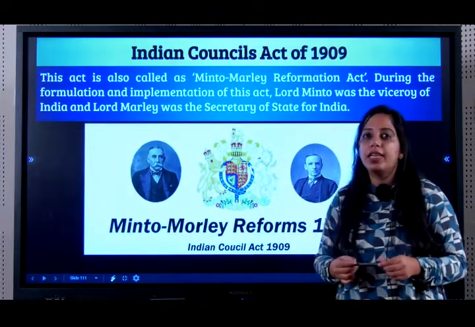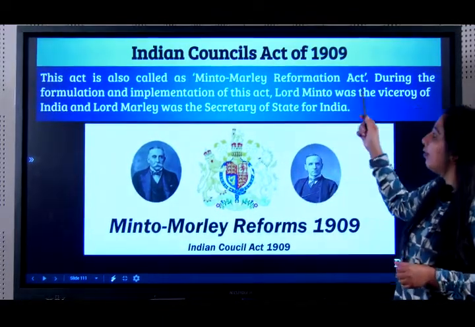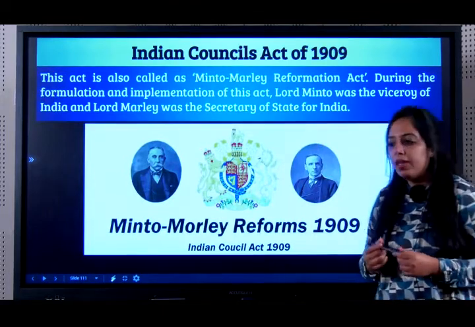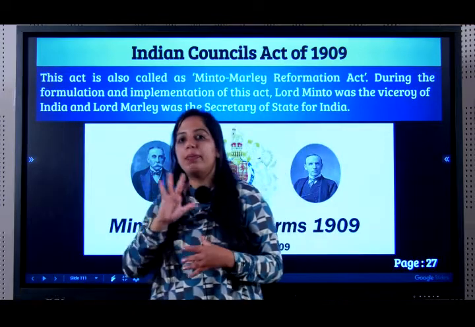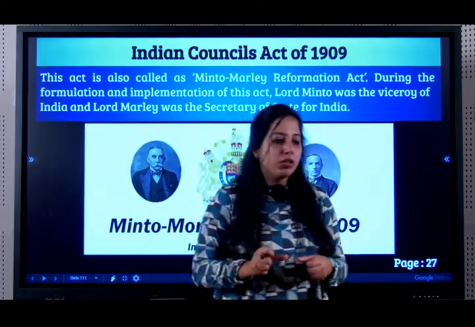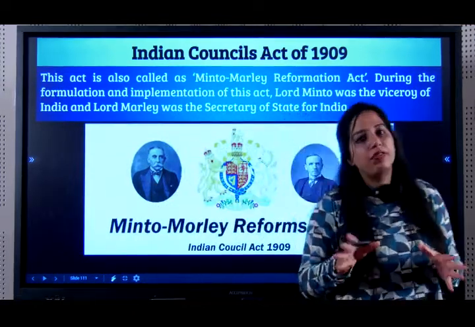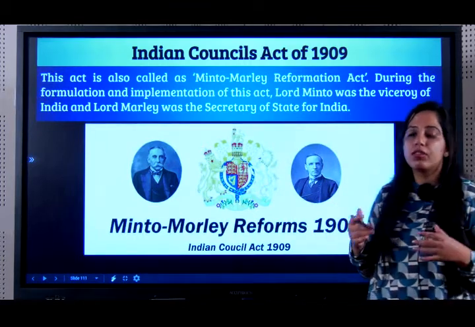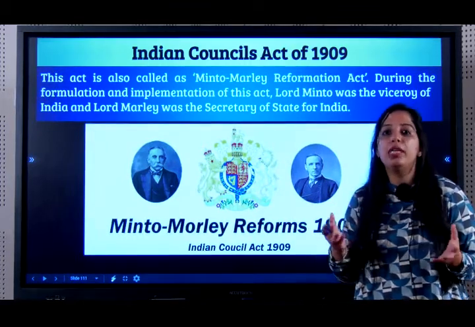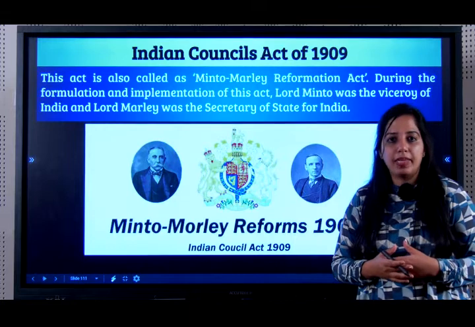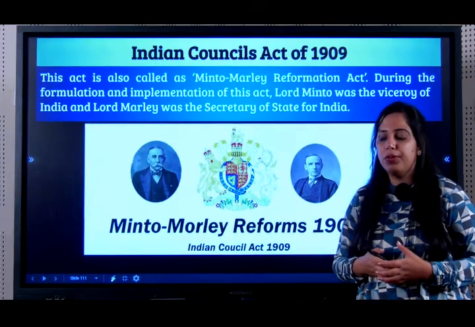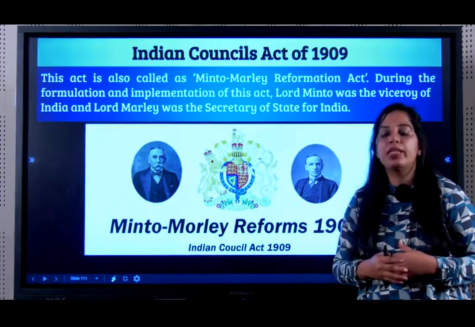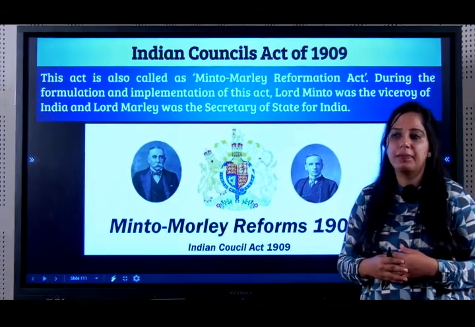Now, let's look at the next act, the Indian Councils Act of 1909. Students, whenever we study the Indian Councils Act, you should also understand what's happening in the background. So, in 1905, there was the Swaraj movement or the Home Rule League. It was a movement, a protest against the British rule, and they wanted to establish home rule in India.